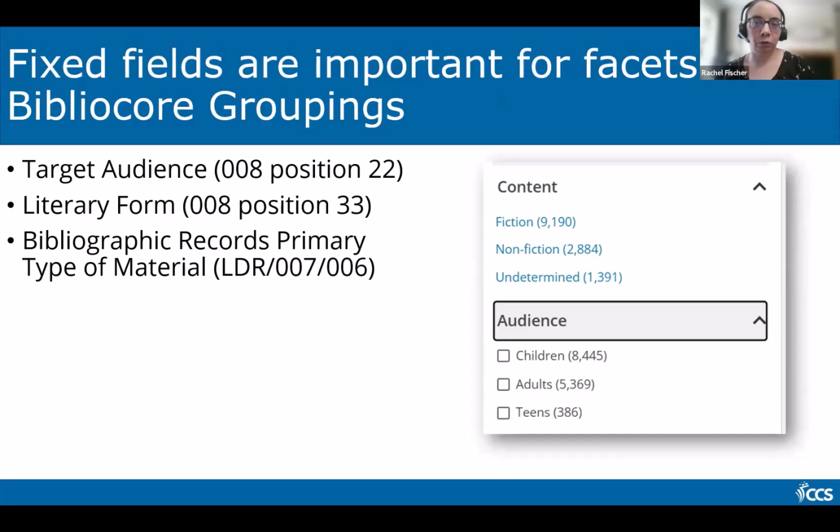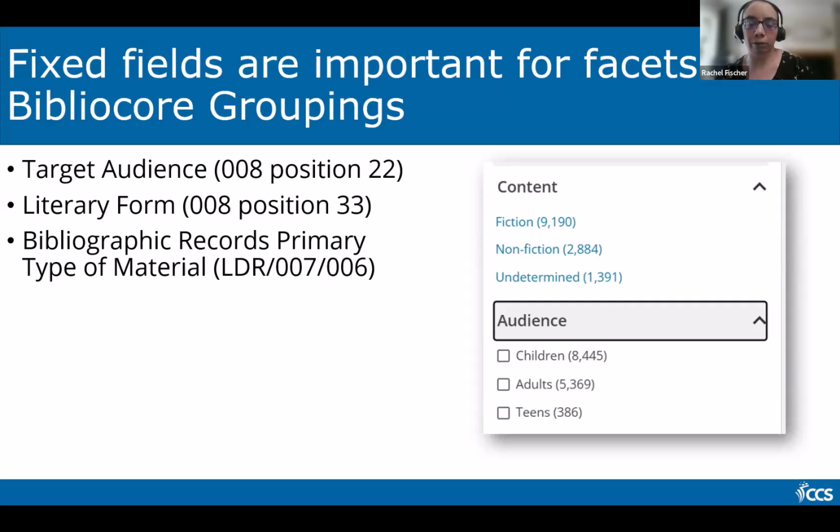Now I'm going to review some of the more important practices in greater detail. There are several codes in the fixed fields that are important for the facets and BiblioCore groupings. These are the target audience, literary form, and the type of material codes. So the target audience and literary form are in the 008 tag. The local practices for these two codes have just changed. So both of these are required when applicable.